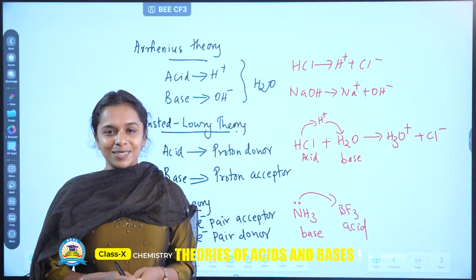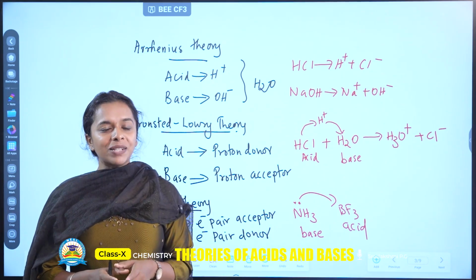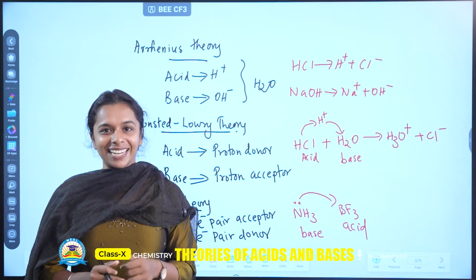So these are the three theories which are made on acids and bases. Hope you all understood. Next we will see the topic of indicators. Thank you.